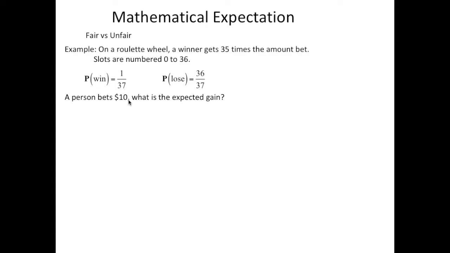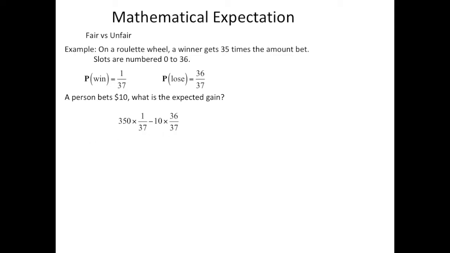A person is betting $10. What is the expected gain? Okay, so if they win, they're going to get 35 times 10. They're going to get $350. We're going to take our 350 and multiply it by the probability of getting $350, which is 1 out of 37. And then we're going to add to that, the person is losing their $10 in all other cases. The probability of losing $10 is 36 out of 37.